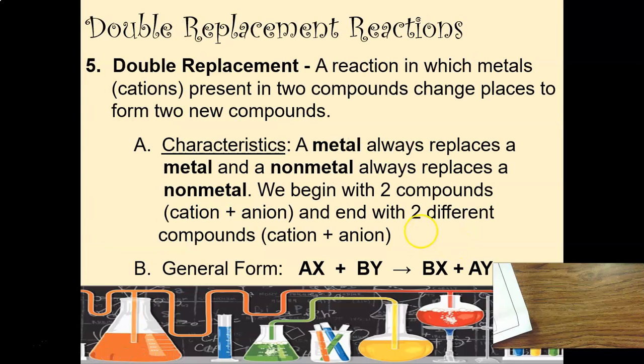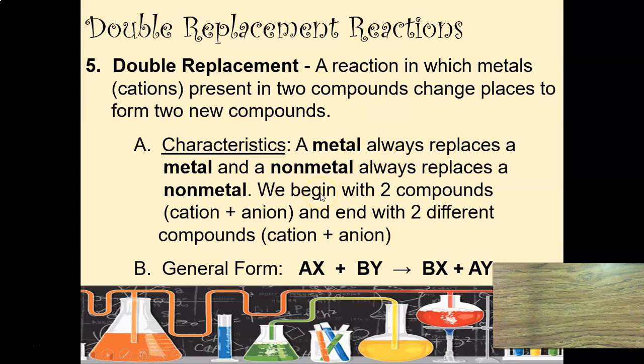Okay, so on to double replacement reactions. Double replacement reactions are when a metal is present in 2 compounds and they change places and they form 2 new compounds. All they're doing is switching partners, like when you were little and you had to square dance. You're just switching partners. You're still doing the dance, just switching partners. A metal will always replace a metal, and a nonmetal will always replace a nonmetal.